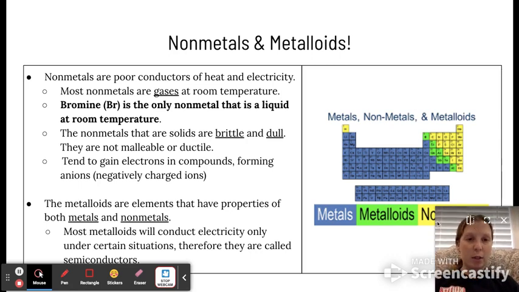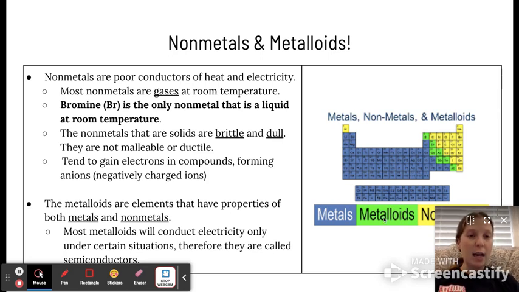So if you look at this picture over here, I just want to show you a breakdown. Most of the periodic table is made up of metals, which are these blues. So they are on the left side of the periodic table. They make up 80% of the periodic table.